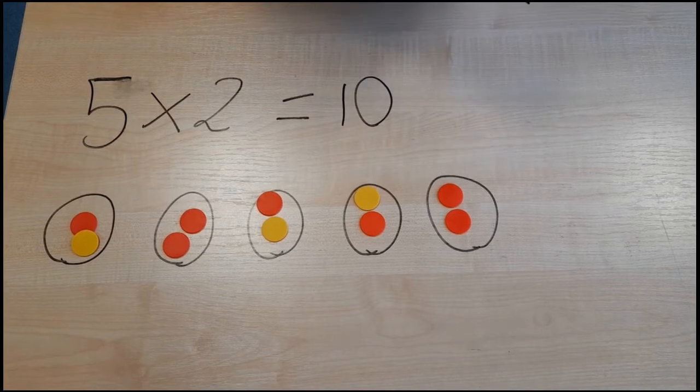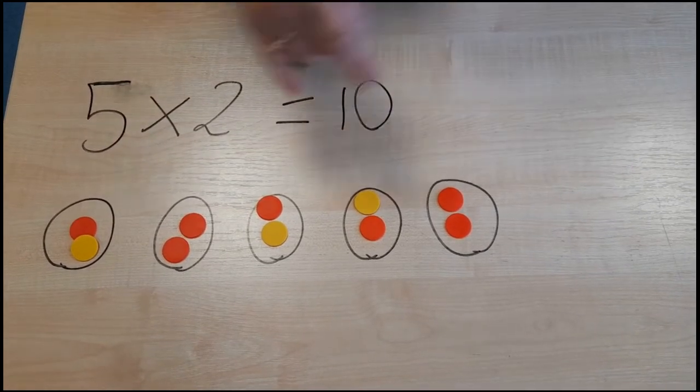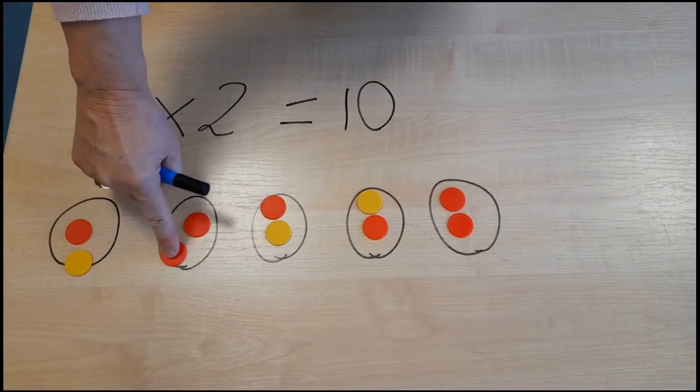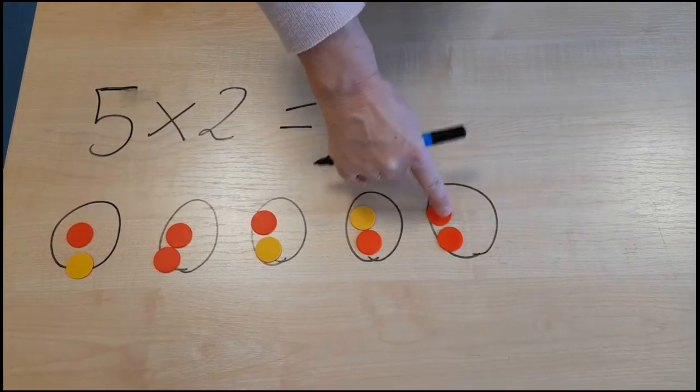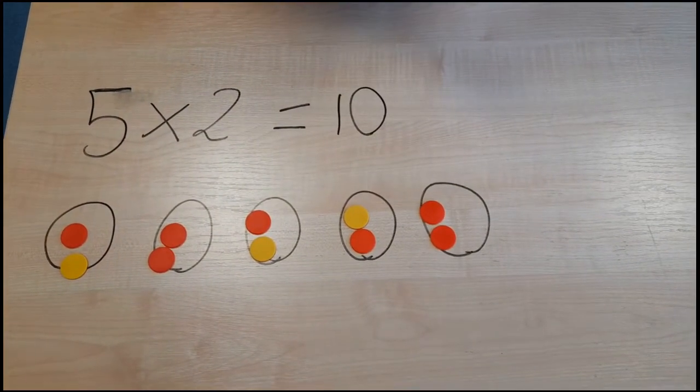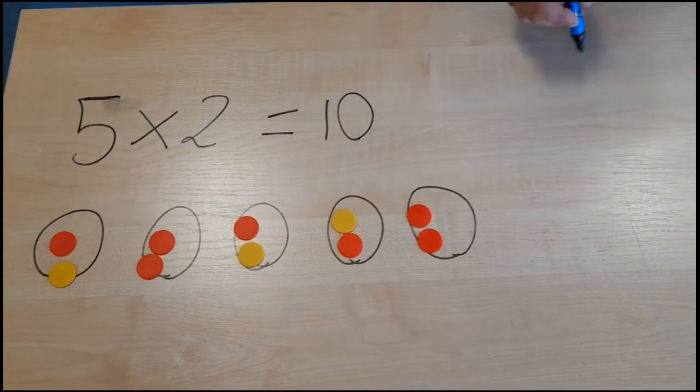If I'm struggling to count in twos, I can always count in ones. 1, 2, 3, 4, 5, 6, 7, 8, 9, 10. It will still give me the same answer. Should we try one more together?